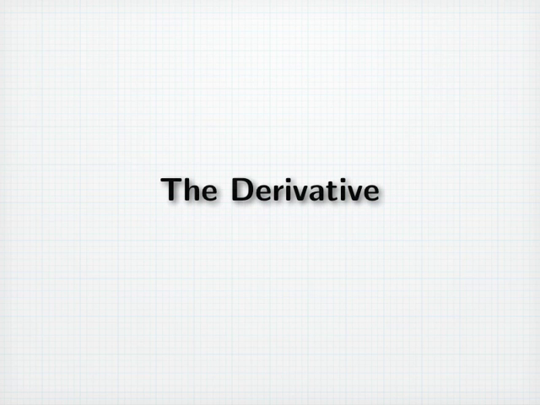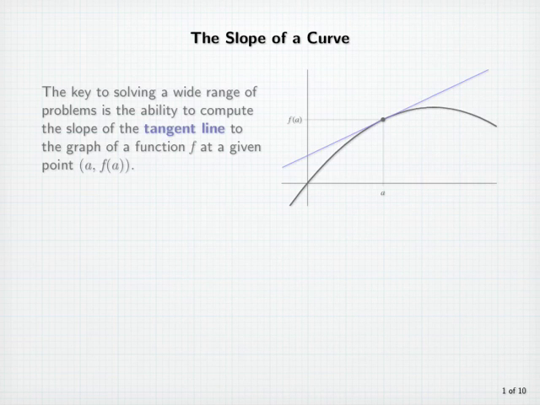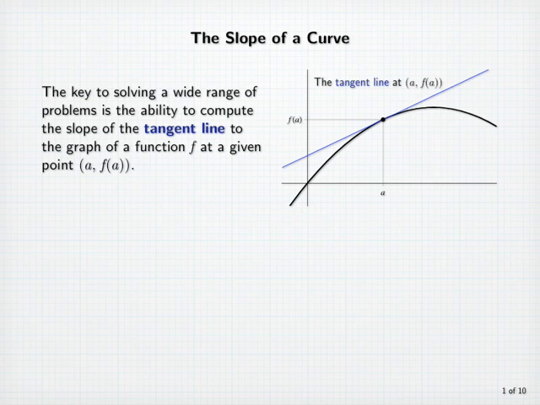The derivative. The slope of a curve. The key to solving a wide range of problems is the ability to compute the slope of the tangent line to the graph of a function f at a given point a, f of a.